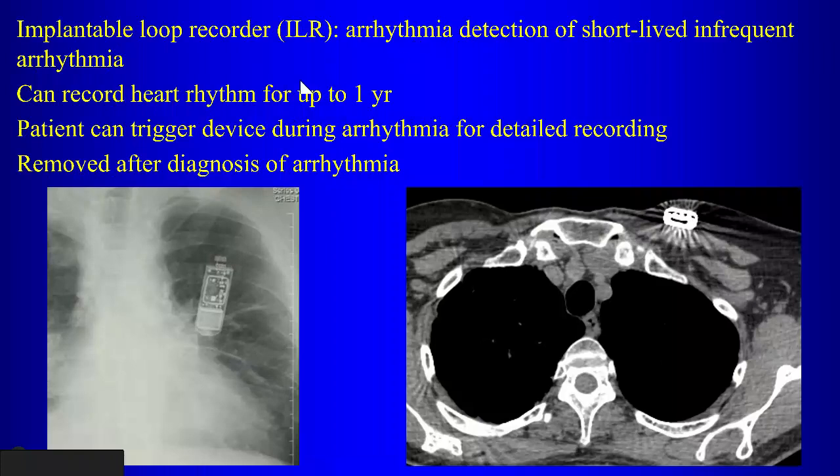intermittent arrhythmias. And so what it does is it will record the heart rhythm for a much longer period of time. They can keep this for up to a year. And the patient can also have a remote control device so that when the patient feels an arrhythmia, they can press it and take a more detailed recording. So the patient will carry this around for a long period of time, and then they will get the information off of this to see what kind of arrhythmia the patient had. So that's a loop recorder.